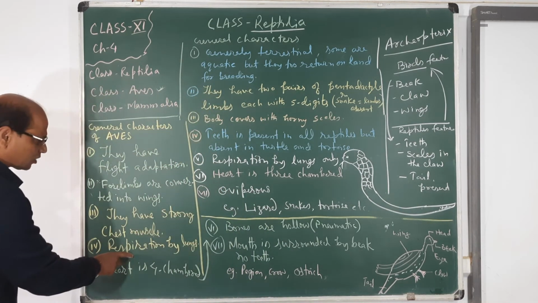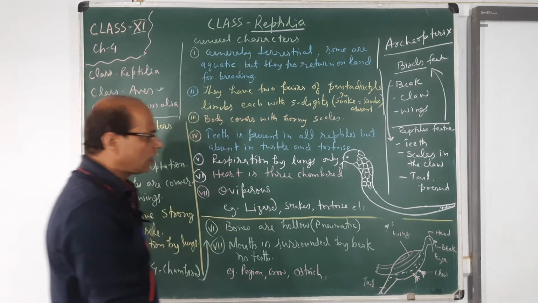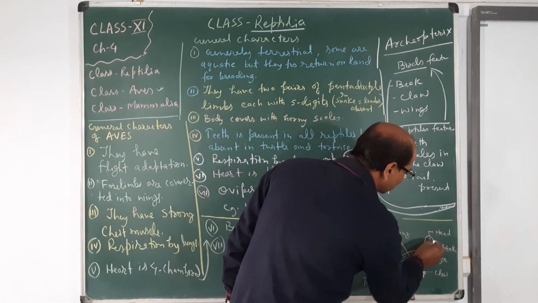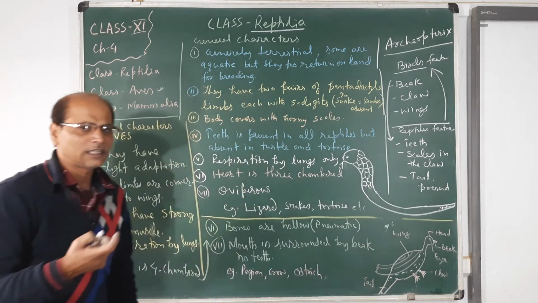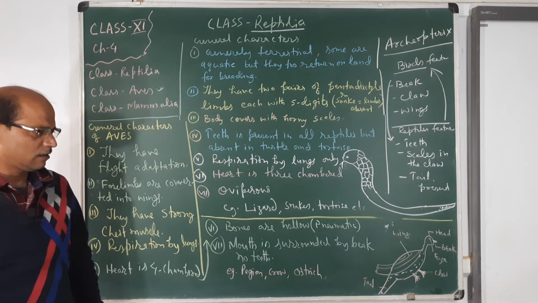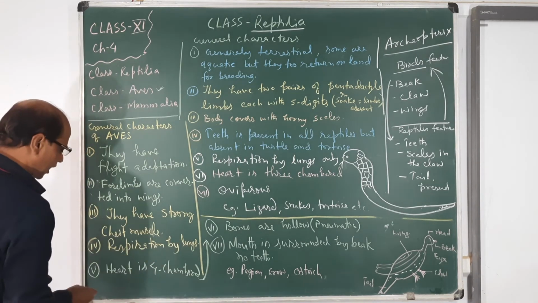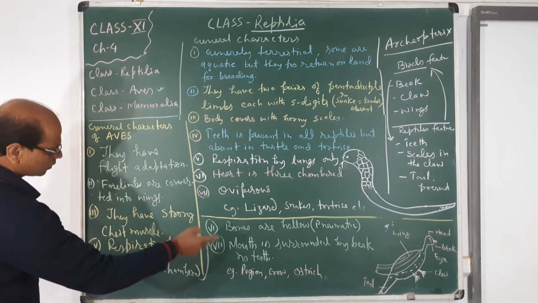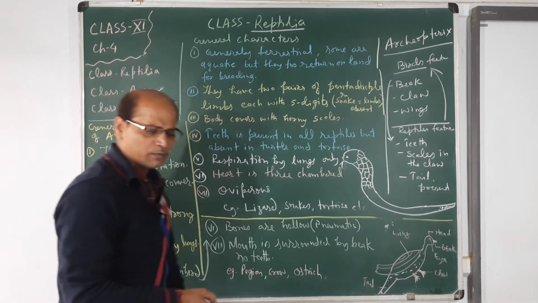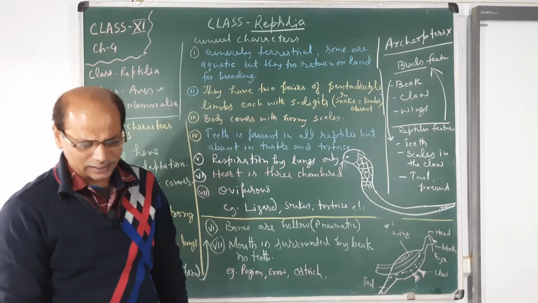So respiration is by the help of lungs, and we know that here is the nostril. By the help of the nostril they can take the air and then do respiration. So respiration takes place by the help of lungs, and the heart is four chambered. How many chambers of the heart? There are four chambers of the heart present there.